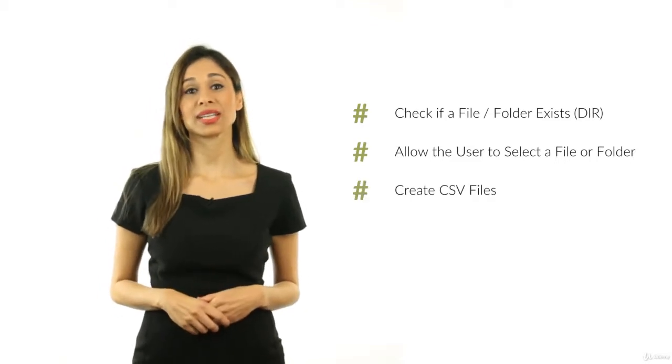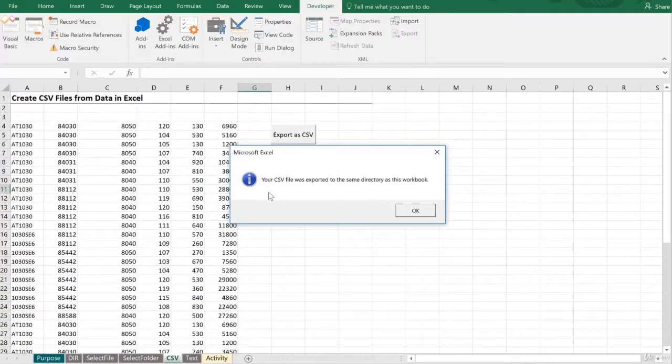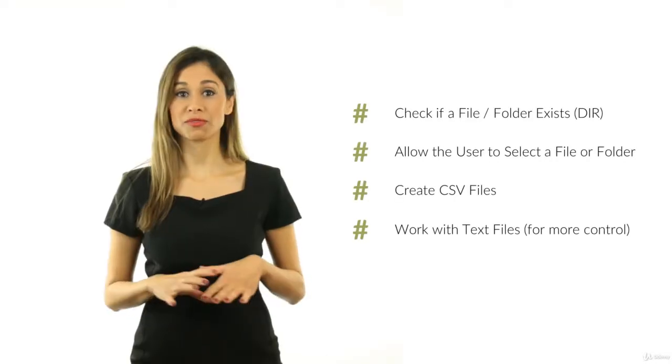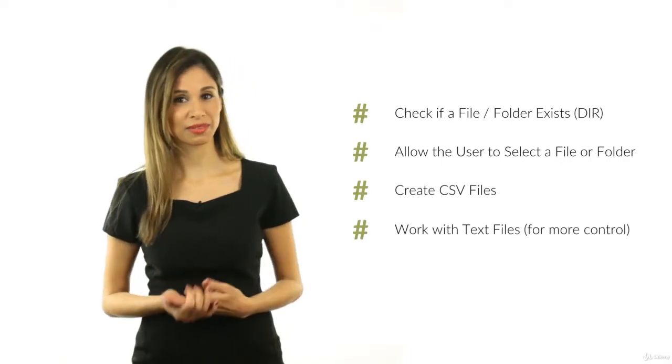We'll then take a look at creating CSV files, so comma-separated files, out of specific tabs in Excel. We finalize this section by learning about text files and how we can create them from scratch. Now, creating text files is a little bit more complex than CSV files.